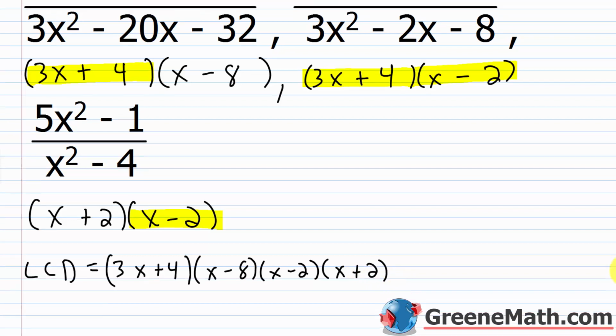Okay? So for the LCD, we have 3x plus 4. This is multiplied by, you're going to have x minus 8. This is multiplied by x minus 2. This is multiplied by x plus 2.